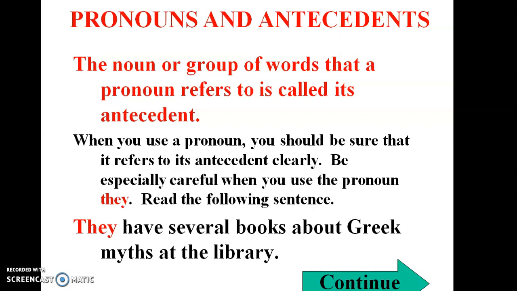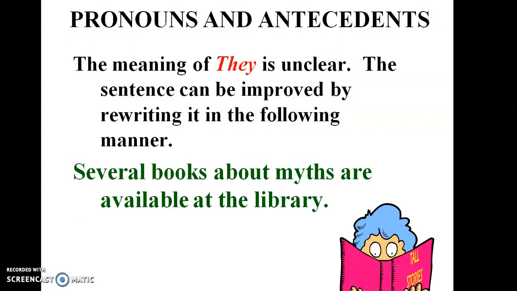Read the following sentence. They have several books about Greek myths at the library. It's a sentence, yes, but the meaning of they is unclear here. The sentence can be improved by rewriting it in the following manner. Several books about myths are available at the library.